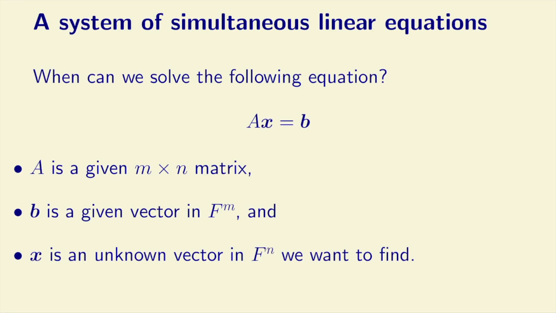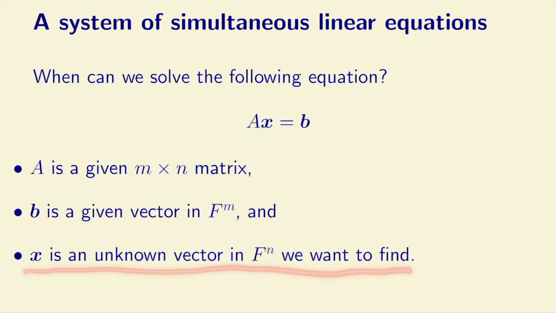Let's see, we're looking at a system of simultaneous linear equations. Exactly, and the main equation we're focusing on is Ax = b. The notes define what each part means. A is an m by n matrix that's given, and b is a given vector in F^m. Our goal is to find x, an unknown vector in F^n.